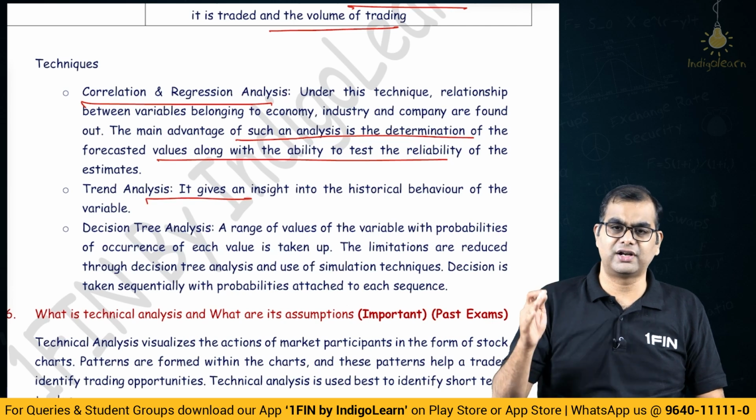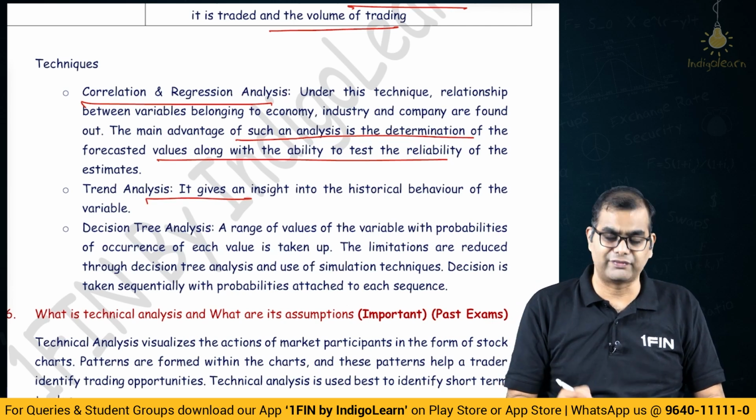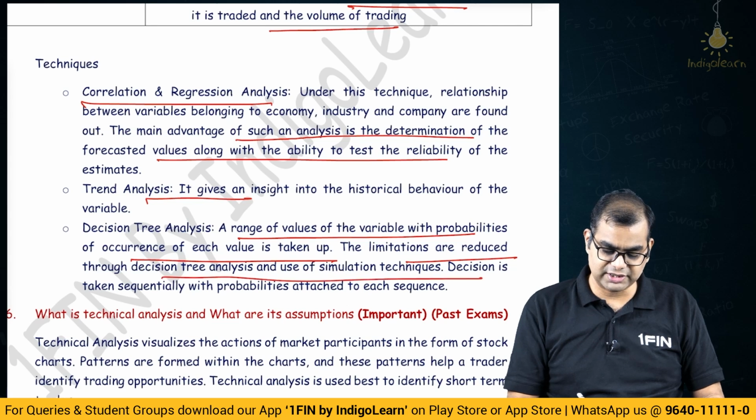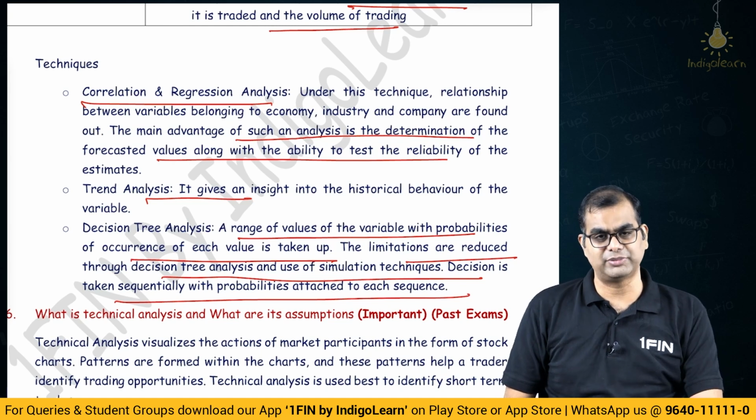Trend analysis, basically you find out a trend on how it is growing and figure which way things will go. Decision tree analysis, a range of values of the variables with probabilities of occurrence of each is taken. The limitations are reduced through decision tree analysis and use of simulation technique. Decision is taken subsequently with probabilities attached to each sequence. So this is one technique which I explained to you, decision tree analysis, in one of the earlier chapters.